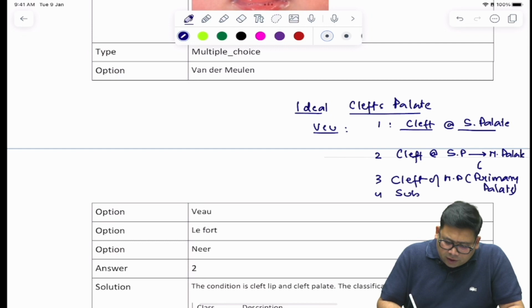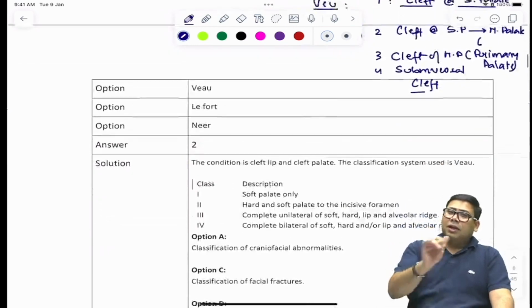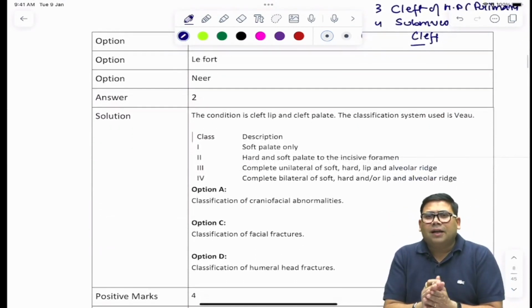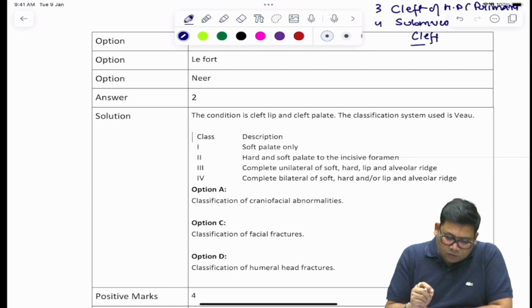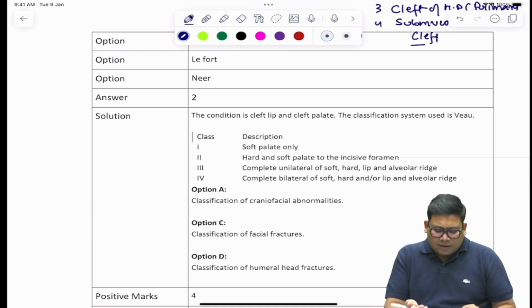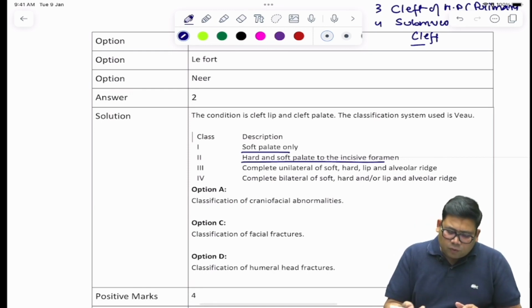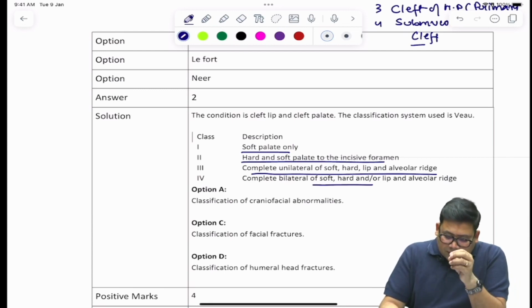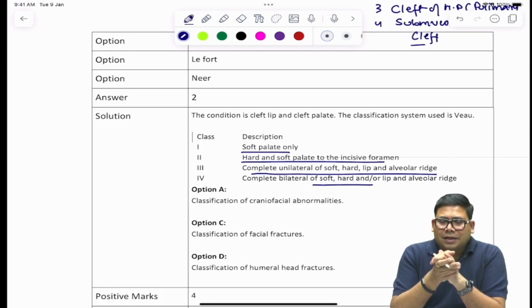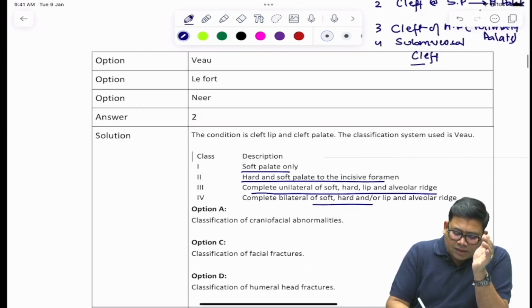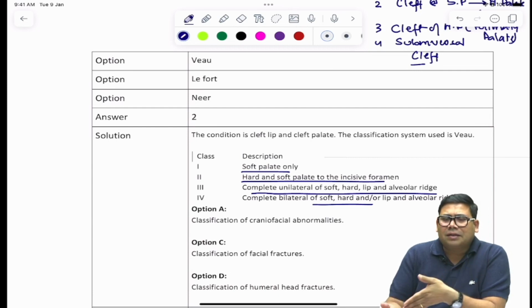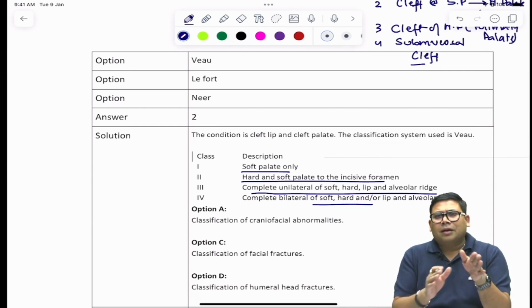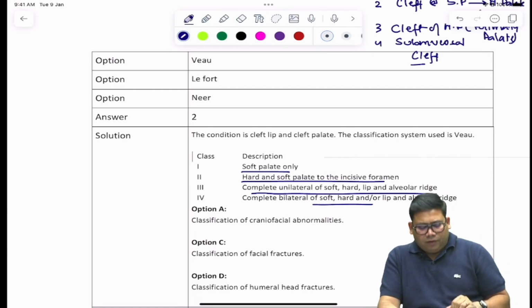And what is Veau 4? It is a submucosal cleft. What do we mean by submucosal cleft? The muscular clefting is there, but the mucosa above that is intact, and this is known as submucosal. This is very important. This is a very common system. I have written soft palate, hard palate up to the incisive foramen, complete unilateral, and type 4 is complete bilateral cleft of both sides. The submucosal cleft is type 5 basically. It is not taken in the standard Veau classification, but cleft of the submucosa is also very important.